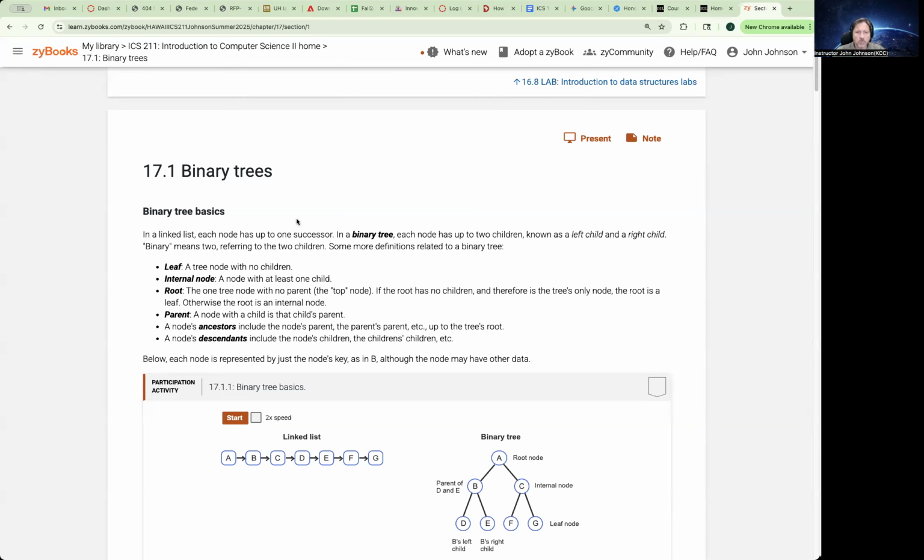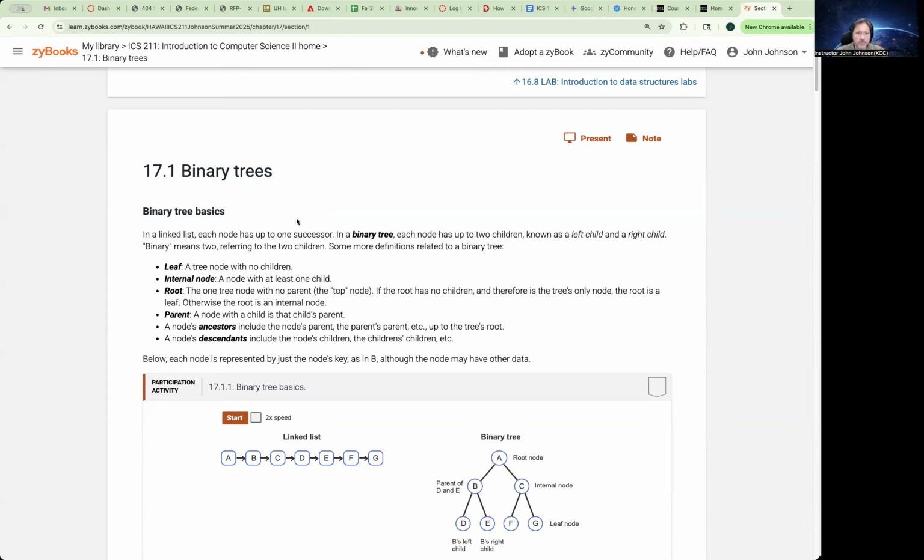Specifically, we're going to be talking about binary trees. So let's go ahead and open up our text. We're talking about binary trees here, and binary trees are essentially trees that have up to two children. They can have zero, one, or two children, and we call those children the left child and the right child.